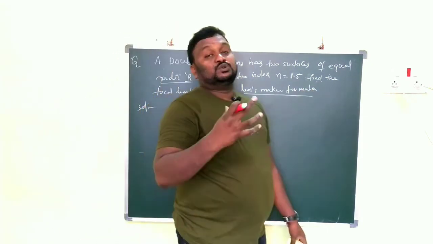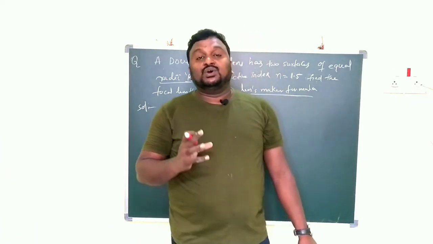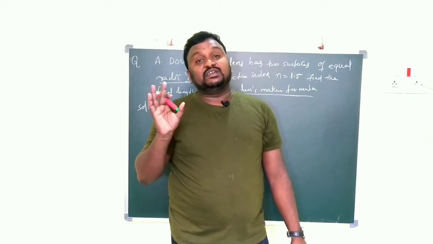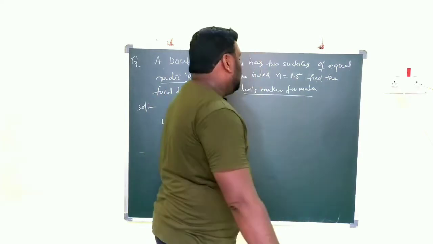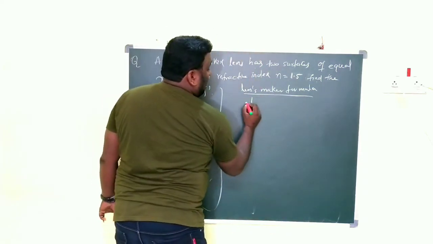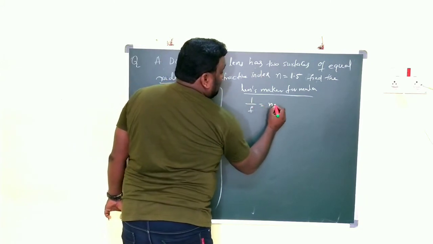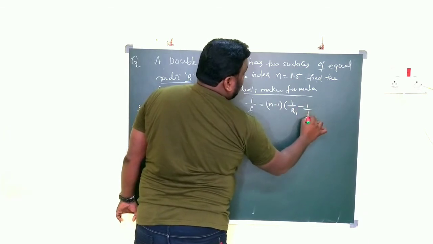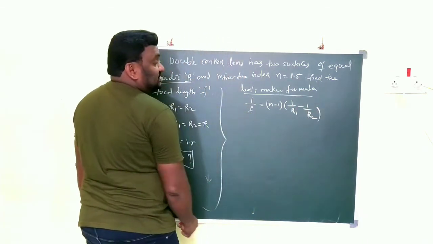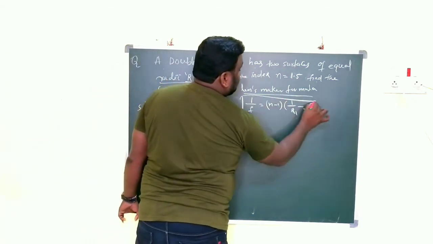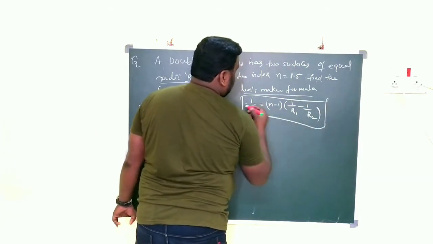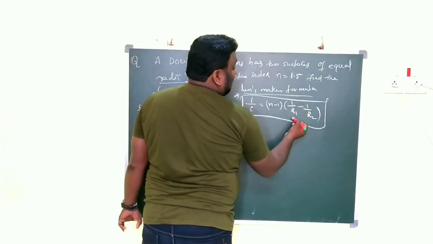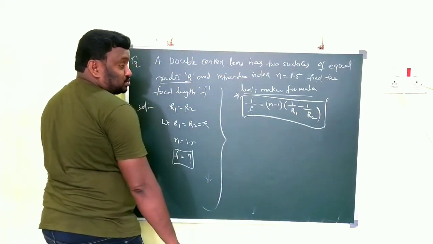For 1 mark and 2 marks also, the question will be asked like this: what is lensmaker formula, and explain the terms in that equation. So here, this is the formula: 1 by F is equal to N minus 1 into 1 by R1 minus 1 by R2. This is called lensmaker formula. Clear, children?